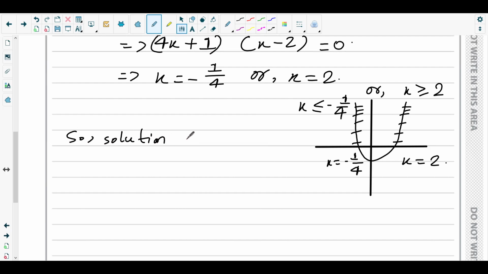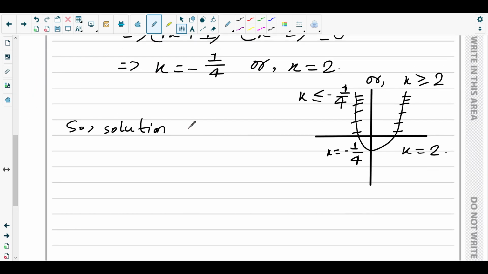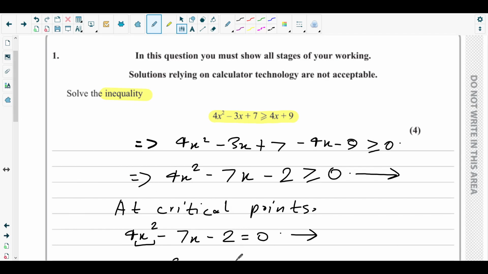So the solution is x ≤ −1/4 or x ≥ 2. That's it. That's the answer for the first question of the May 2023 P1 paper.